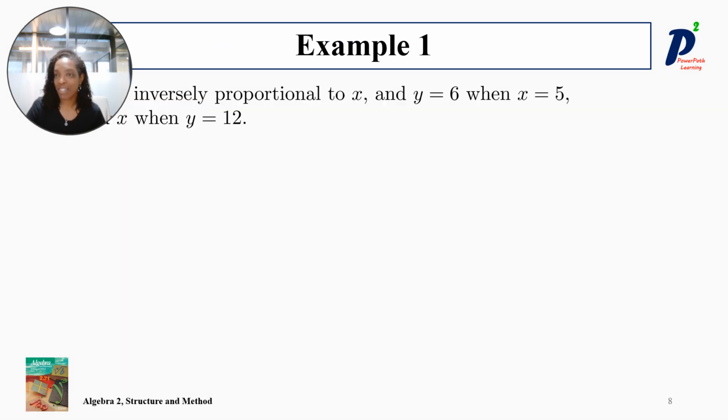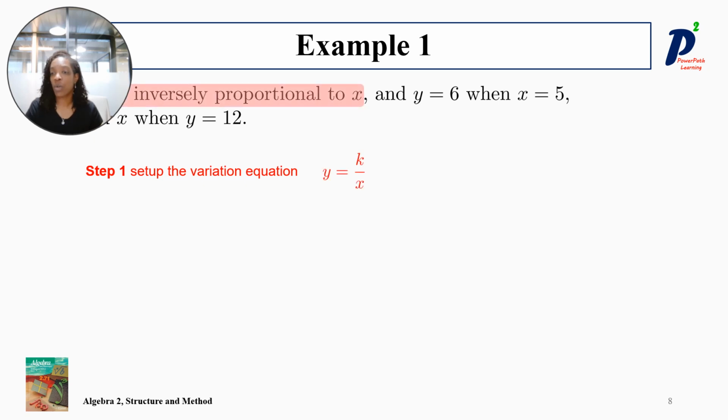So in example 1, y is inversely proportional to x, and y equals 6 when x equals 5, and we need to find x when y equals 12. This is a very typical inverse relationship problem. We take our given information, we find k, and then we solve for one of the quantities. So let's get started. First, I'm going to set up the variation equation.